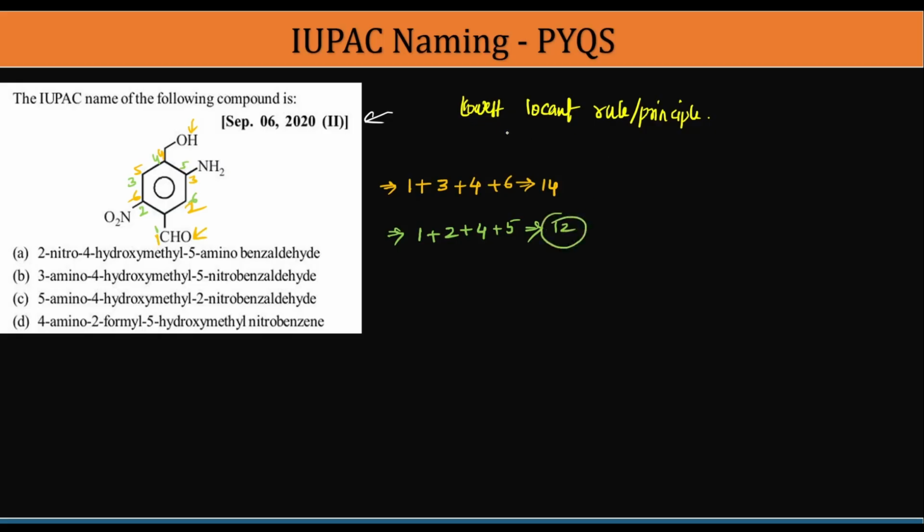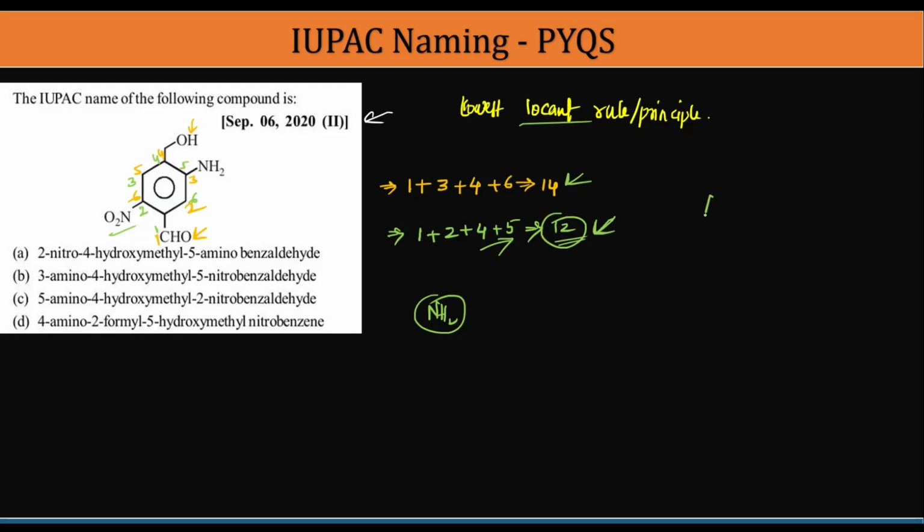So I have told you, right? When you add the substituent numbers, the sum should be less. Here 12 is lesser than 14. In spite of amine getting higher priority, here due to this lowest locant rule, it is getting 12 rather than 14. So we'll prefer this order.